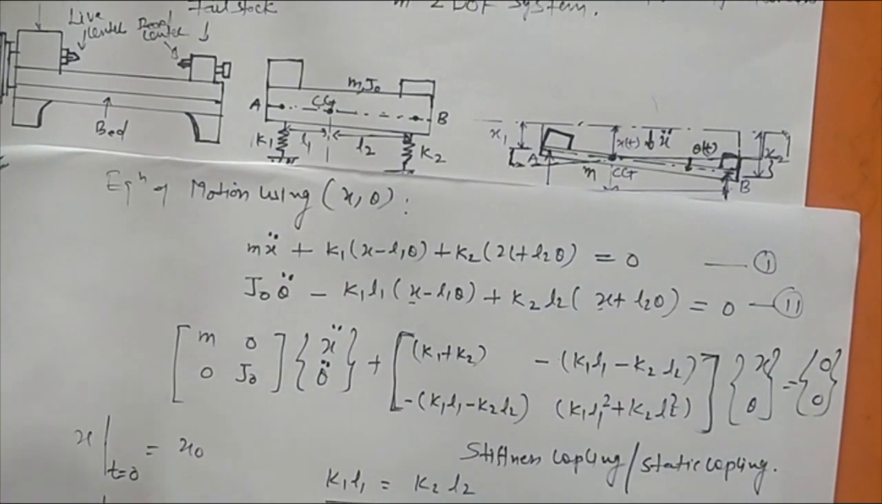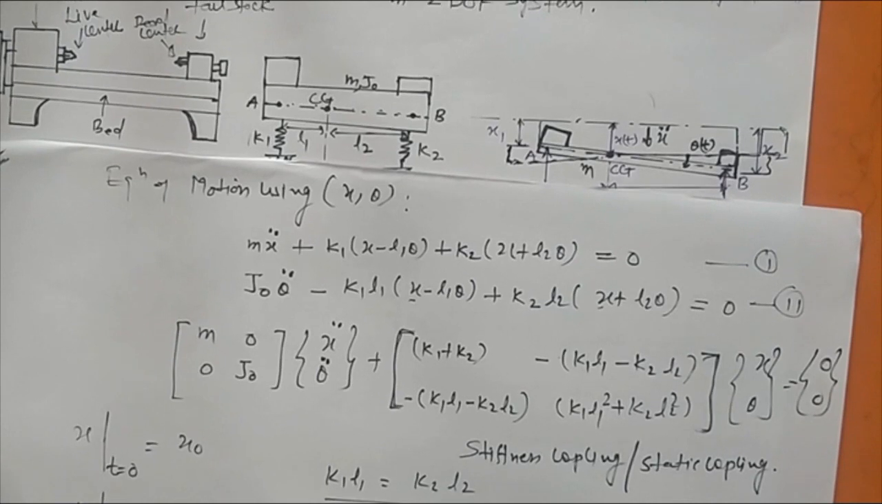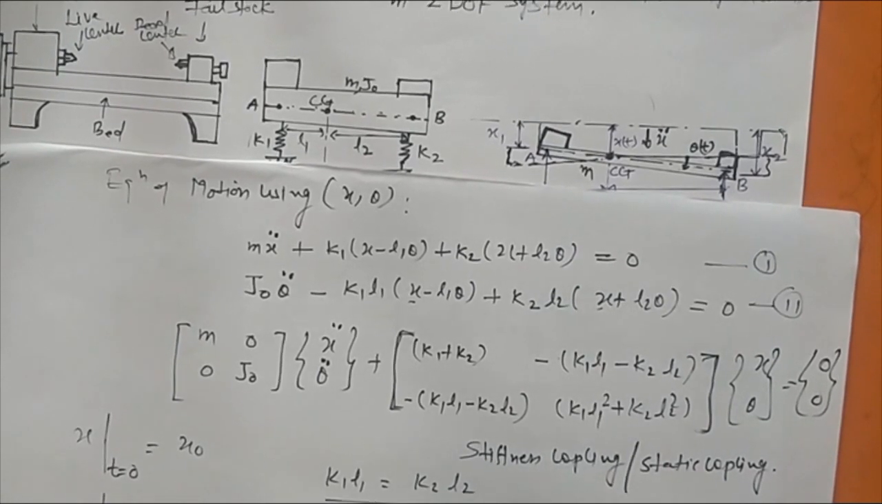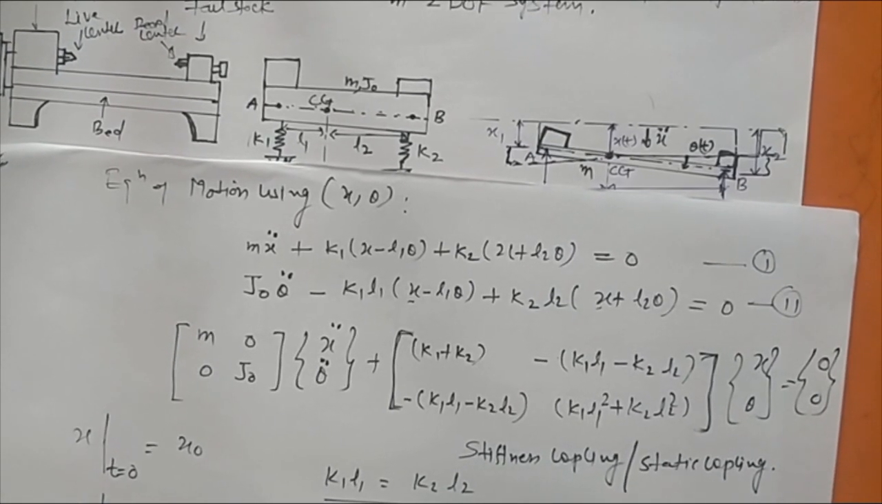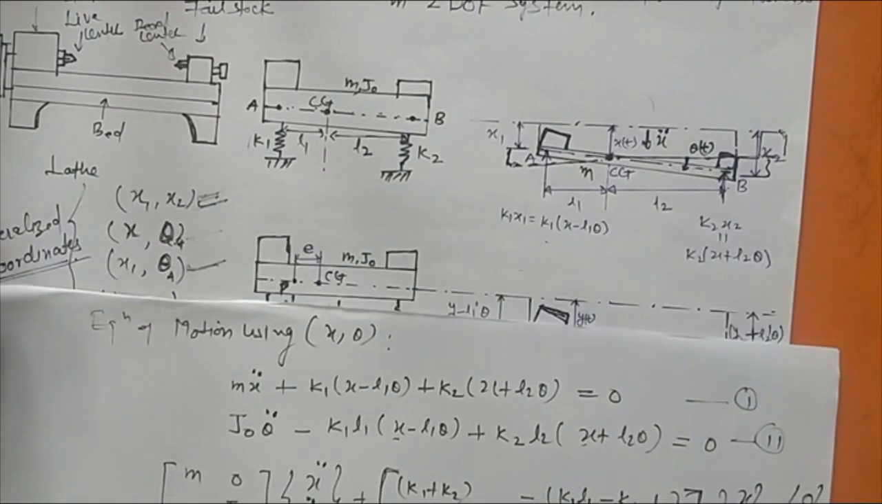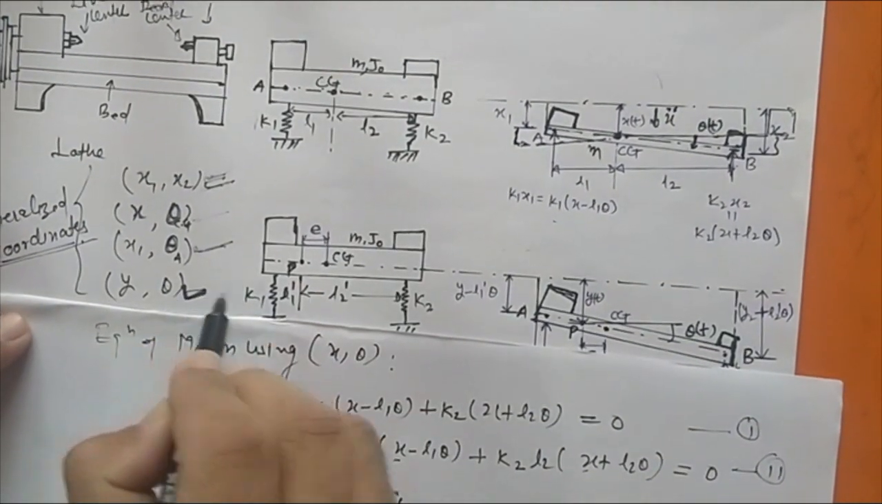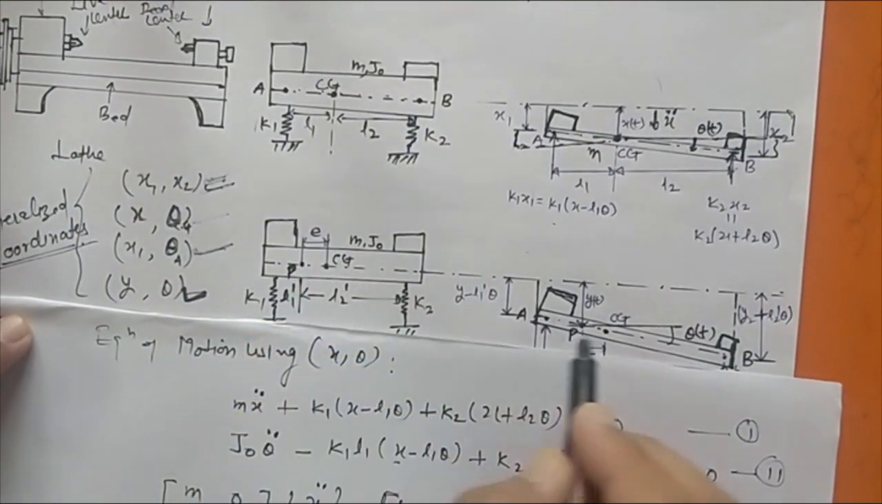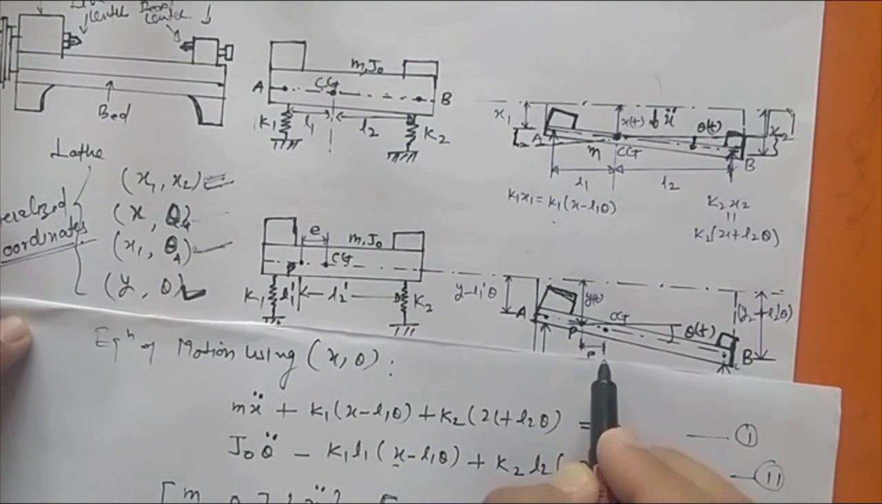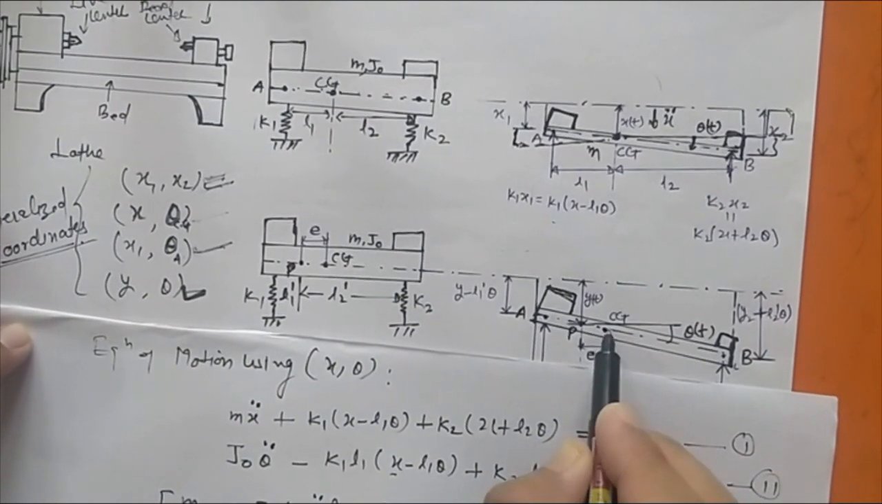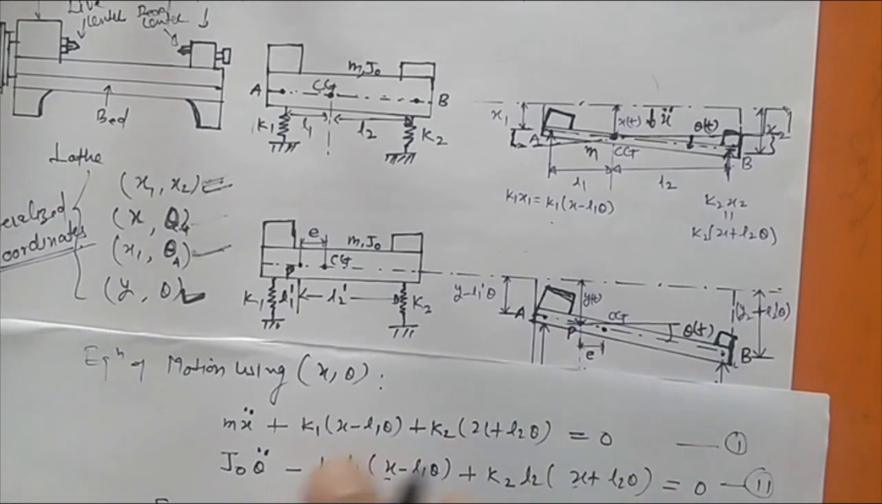Now we are going to write the equation using a second set of coordinates. We are going to take the set of coordinates y and theta. Y is the linear displacement of this point P, which is at offset E from the CG, and theta is the rotational displacement.